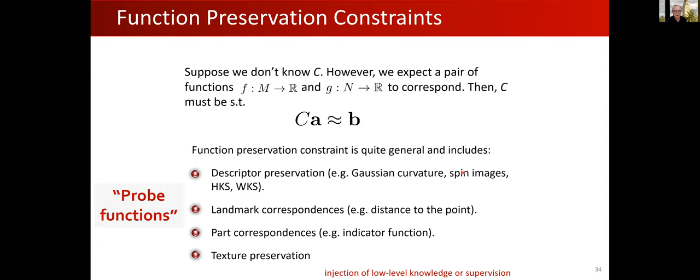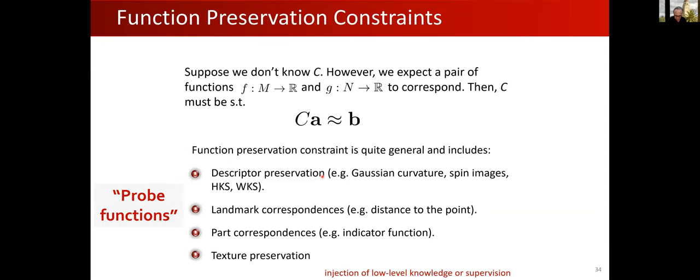And what can I use for my descriptors? Well, really any descriptor. I mentioned Gaussian curvature, there are classic things like spin images, the heat kernel signature, the wave kernel signature. One can use landmark correspondences. How? Well, points are delta functions. So you are mapping one delta function to another delta function. Or maybe you take a distance function and you map it to the corresponding distance function. You can also have part correspondences. The left arm of the armadillo is a 0-1 function on the armadillo, and that should map to the corresponding 0-1 function on the other armadillo, and so on. This is where we impose certain supervision on the functional map by indicating which functions we care to preserve. We call these the probe functions.